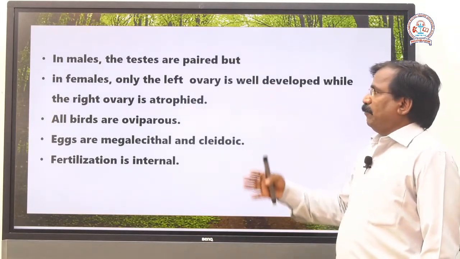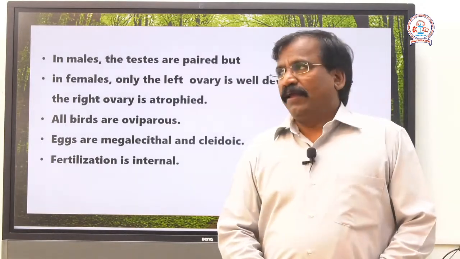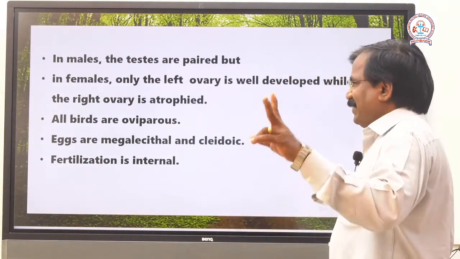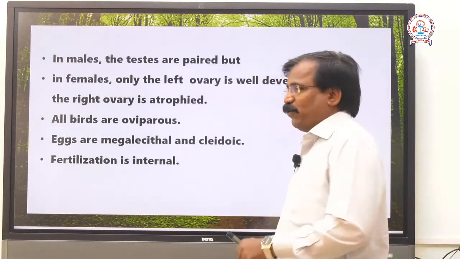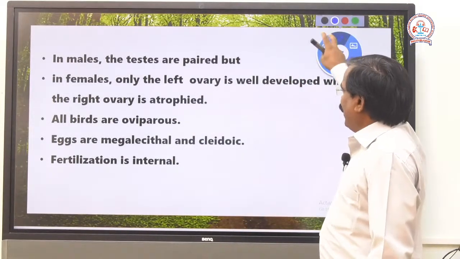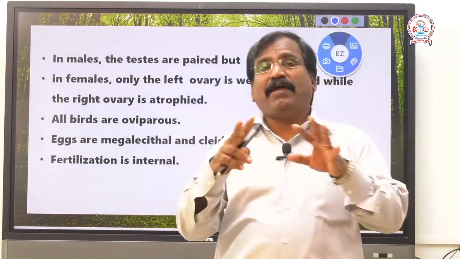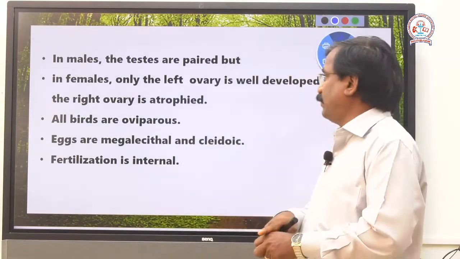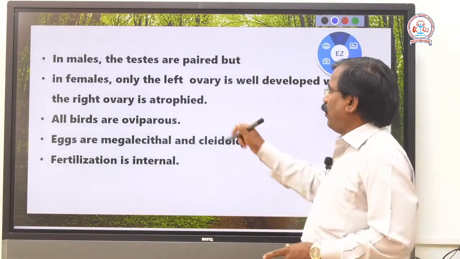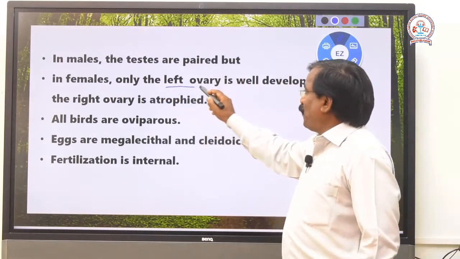Testis is the male reproductive organ. Testes are paired, a pair of testes; in females, usually in human beings and other organisms, males possess a pair of testes and females possess a pair of ovaries. But here, only the left ovary is well developed.